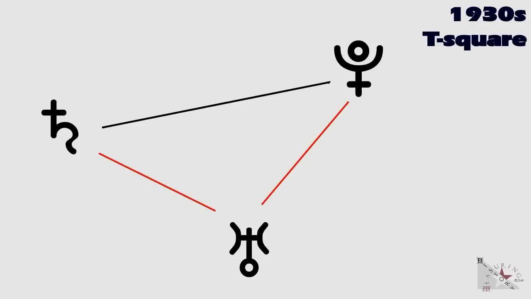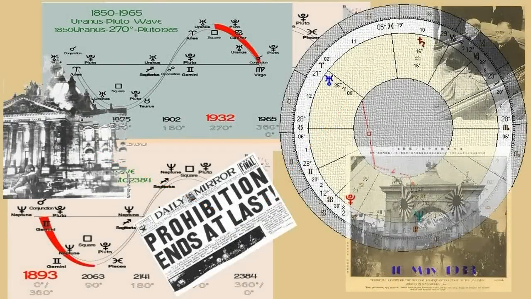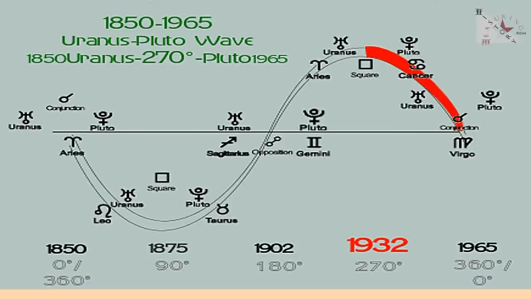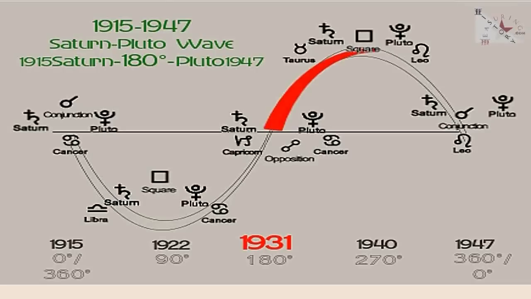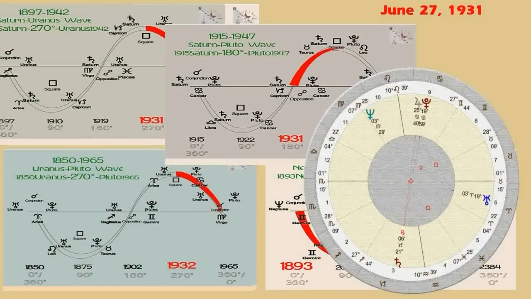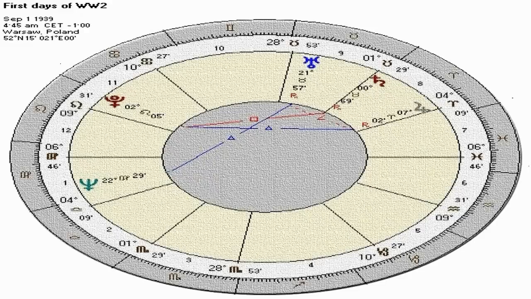As we can see, the 1930s, the Depression and the rise of fascism and the backdrop for World War II, coincided with the midpoint of the 1915 Saturn-Pluto 1947 wave, and also the three-quarter point of the 1897 Saturn-Uranus 1942 wave. So along with the closing square of the Uranus-Pluto wave pointing back to the 1930s, we get the intersection between the beginning of World War I, with the beginning of that Saturn-Pluto wave in 1915, and the end of World War I with the midpoint of the Saturn-Uranus wave.